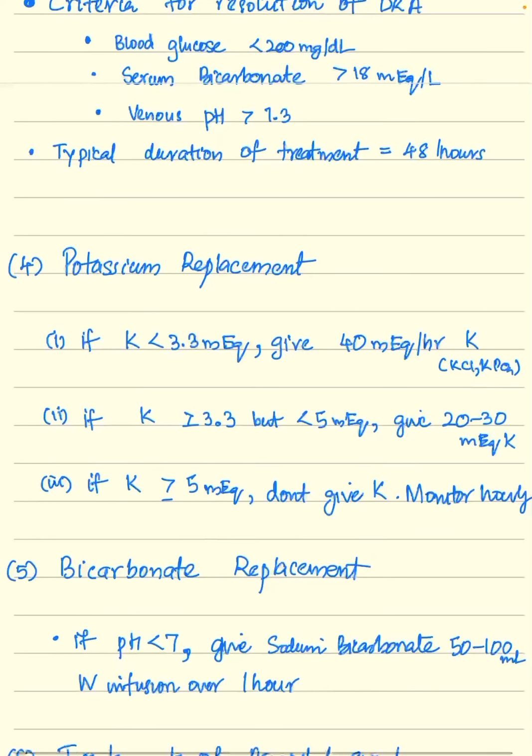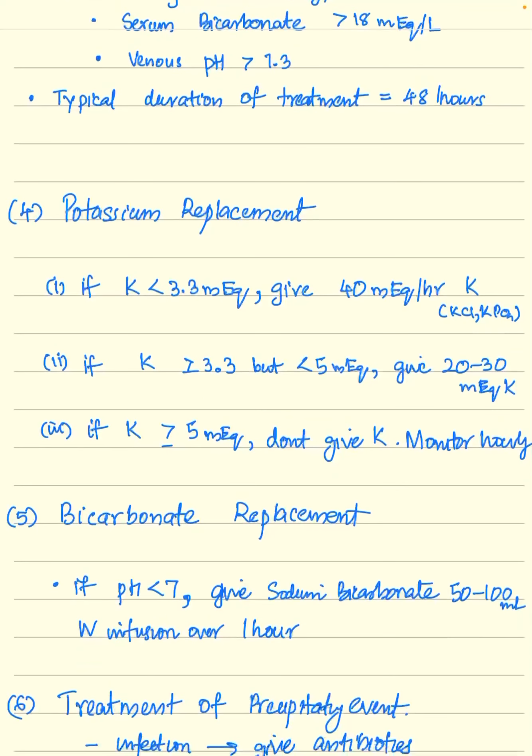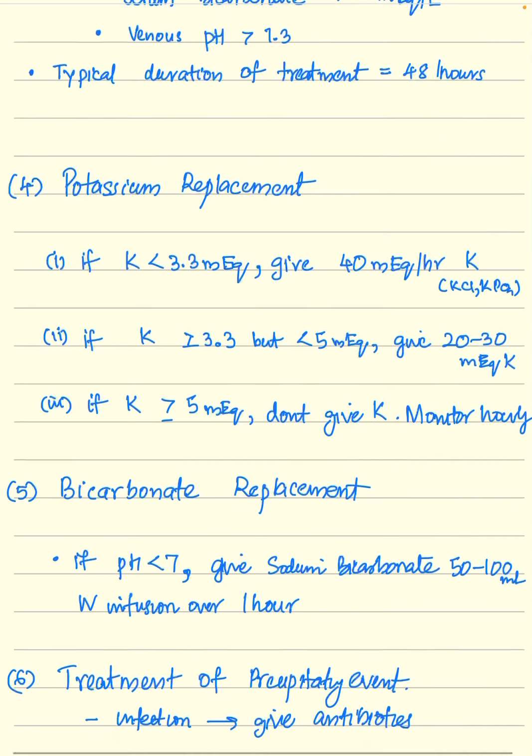Now coming to potassium replacement, it is simple. If the potassium is less than 3.3 milliequivalent per liter, give 40 milliequivalent per hour of potassium, in the form of 2/3 KCl, that is potassium chloride, and 1/3 potassium phosphate. If the potassium is more than 3.3 but less than 5 milliequivalent, give 20 to 30 milliequivalent of potassium. If the potassium is more than 5, there is no need to give any potassium. Hourly monitoring is just enough.